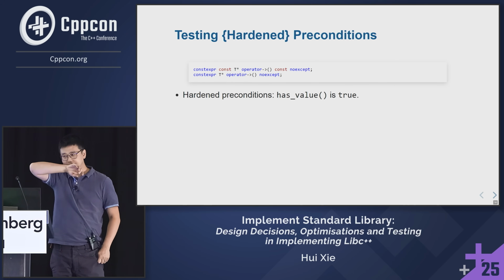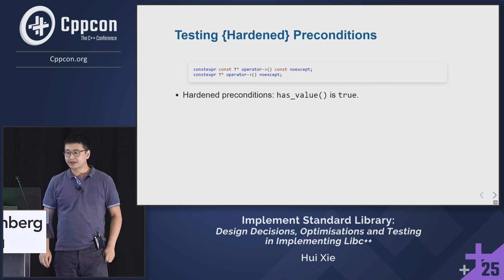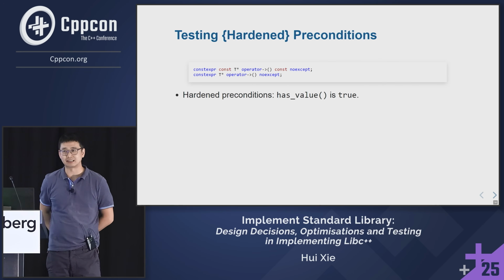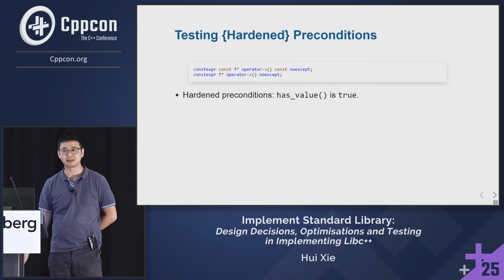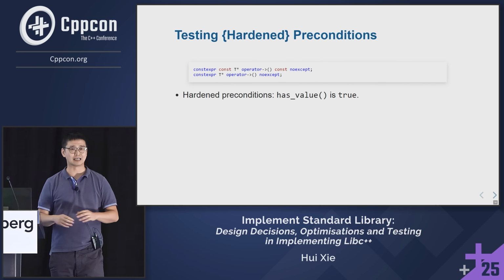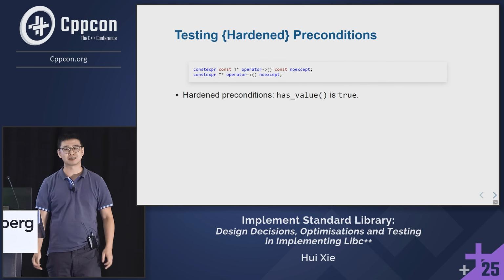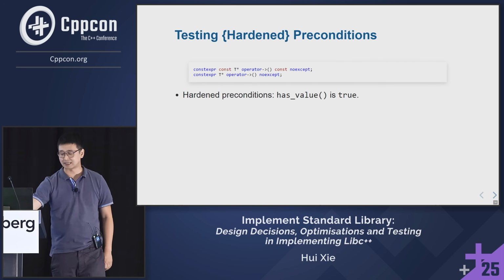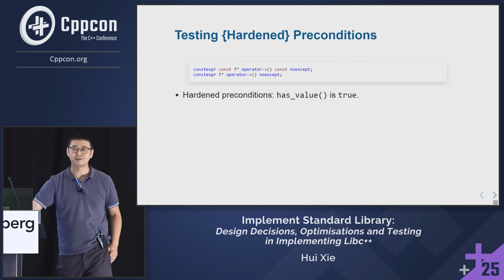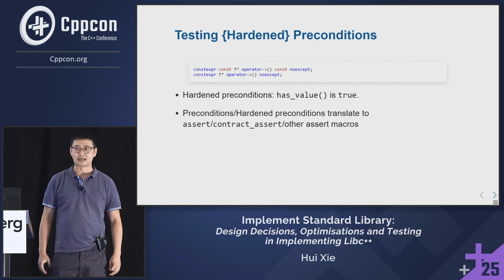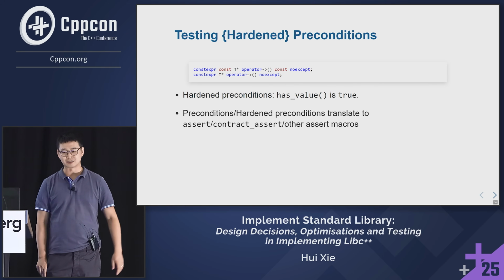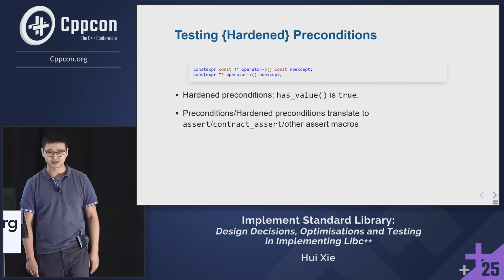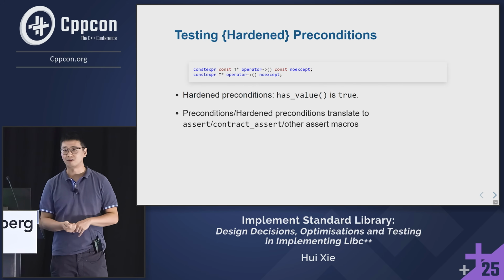And now for the preconditions. Precondition violations in the standard are pure undefined behavior. So if a user writes some code that violates a precondition of a standard library function, it's up to the user. The user can get anything, like a crash or some random behavior. But as library implementers, we would like to help the user diagnose the error in a debug build or some other build. So preconditions or hardened preconditions translate to assert or contract assert.